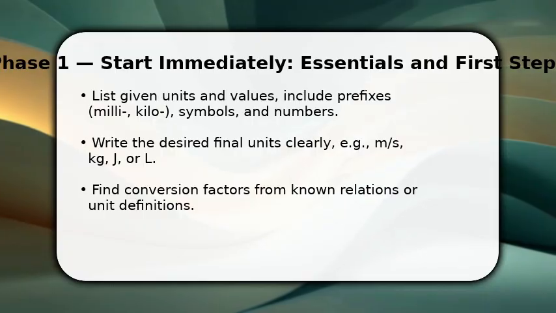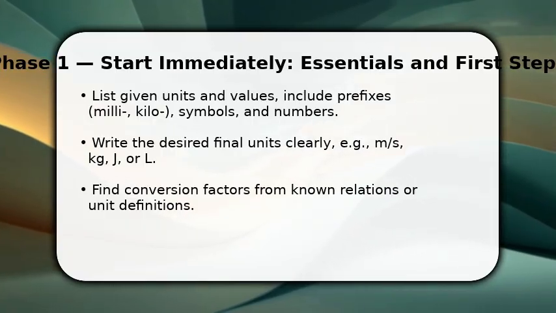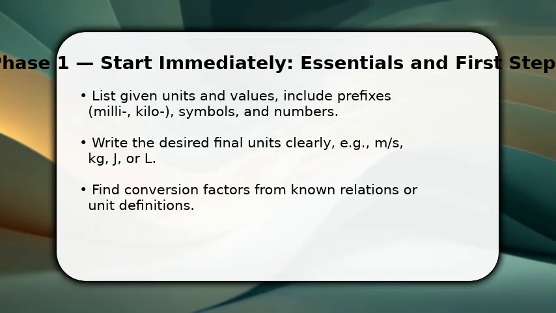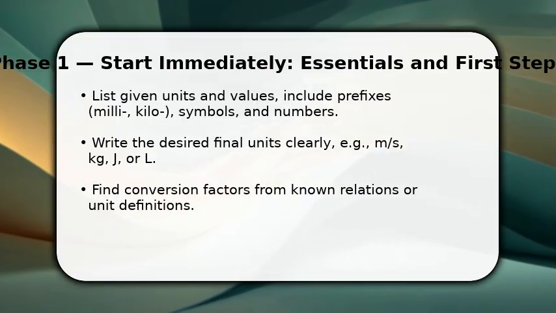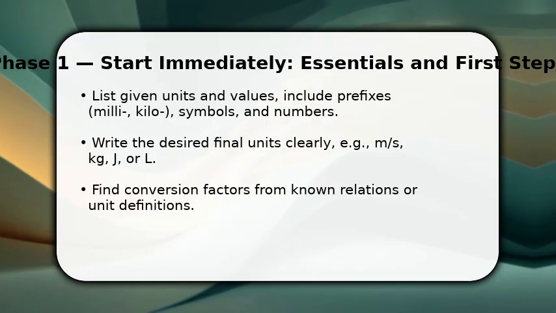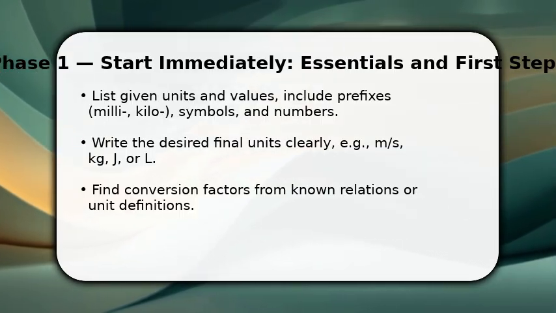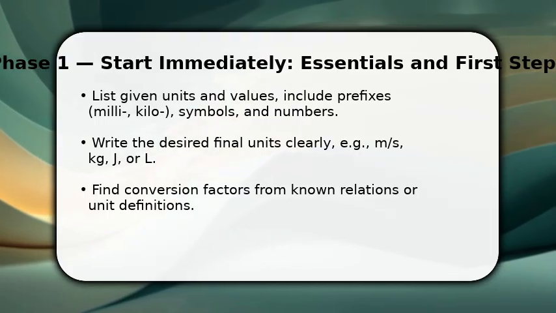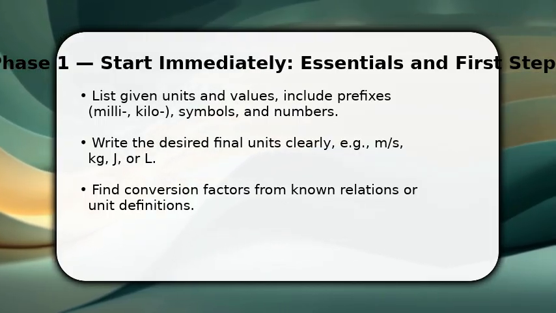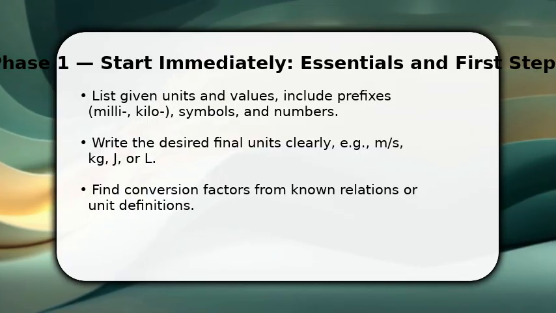Enjoy the video. You have values and mixed units. Start by listing them and the target units you need. Convert prefixes first: milli to 0.001, kilo to 1000. Once done, write each quantity with its unit as a fraction. This makes cancellation obvious. Make sure to gather reliable conversion factors now, don't guess.